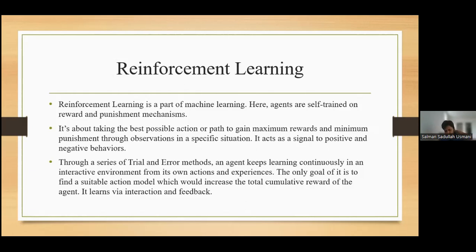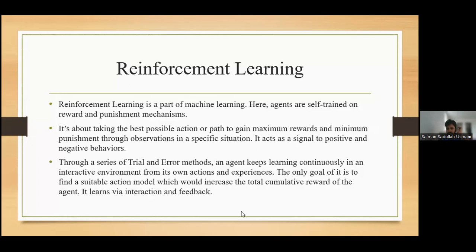So this is majorly used in the robotics field, reinforcement learning. Through a series of trial and error, an agent keeps learning continuously in an interactive environment from its own actions and experience. The only goal of it is to find a suitable action model which would increase the total cumulative reward of the agent. It learns by interaction and feedback. That means, what I said, it will try to achieve the final goal, the final path, whatever is the final query, through its own learning method. This is reinforcement learning.